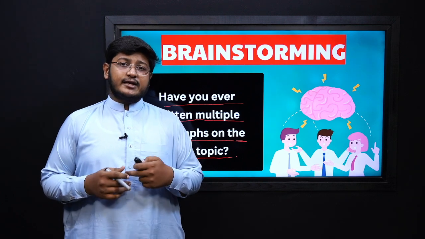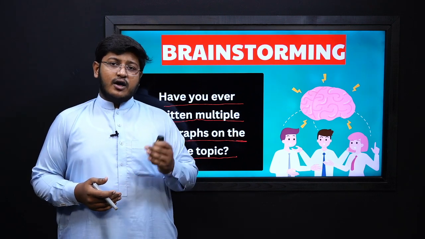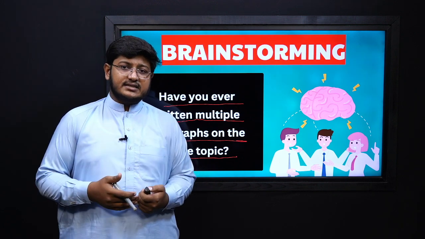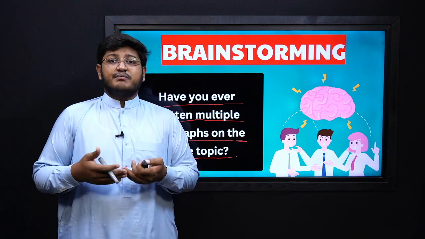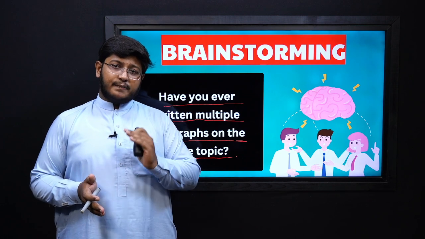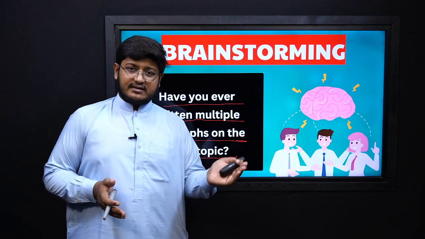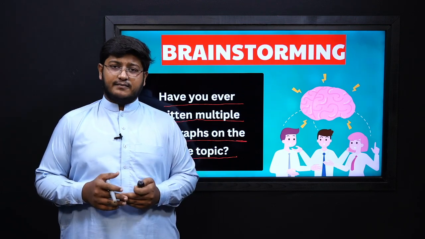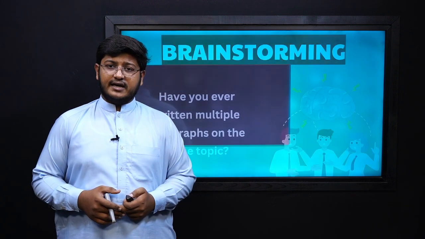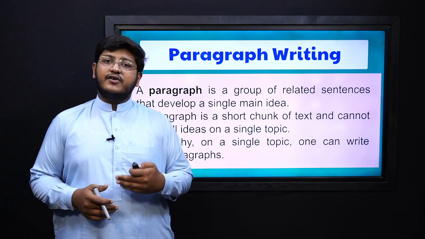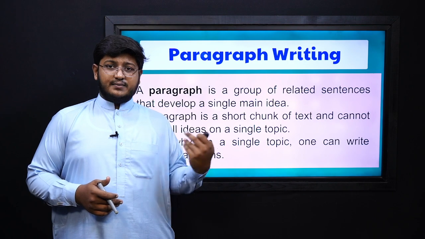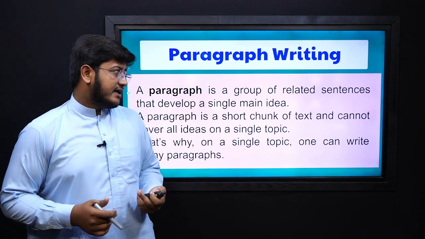Like we have an example, we have to write on corruption. So one student may write on the effects of corruption, one student may write on the types of corruption, one student can write on the causes of corruption, and one student may suggest some solutions to overcome corruption. So all the paragraphs are written on corruption, but all paragraphs are different from one another. So this is how we can write multiple paragraphs on the same topic. In this lecture we will find out what a paragraph is, how to write a paragraph, and how we can write a number of paragraphs on the same topic, as we have the example of corruption in our brainstorming activity.